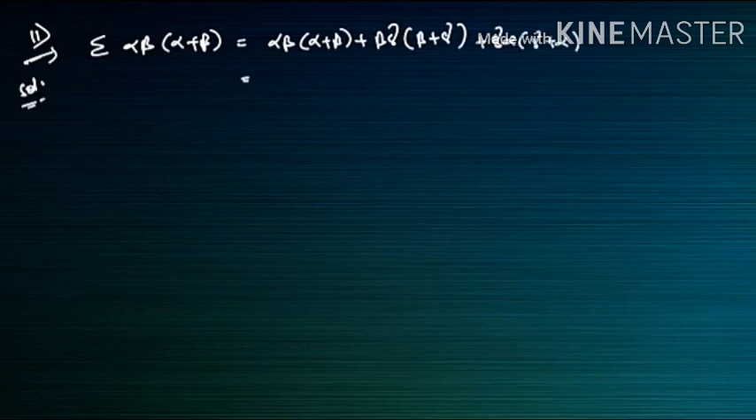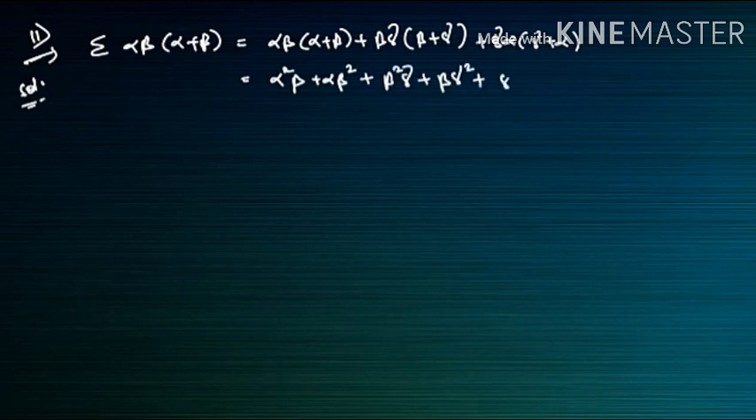So if we multiply these things, it will become alpha² beta plus alpha beta² plus beta² gamma plus beta gamma², and plus gamma² alpha plus gamma alpha² will come here. So here I will do one thing: I will take alpha common first. If I take alpha common, alpha beta will come, alpha gamma will come, and plus beta gamma we have to get here.